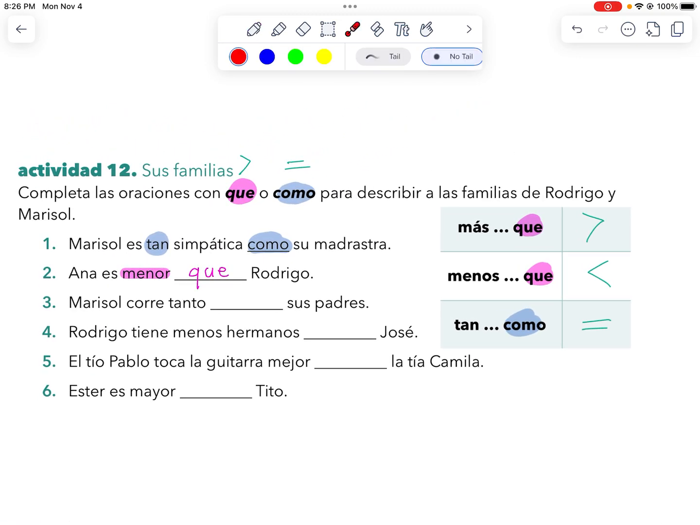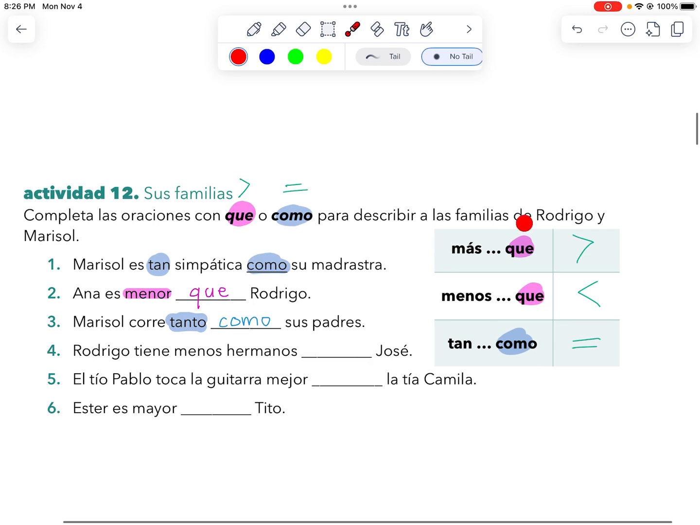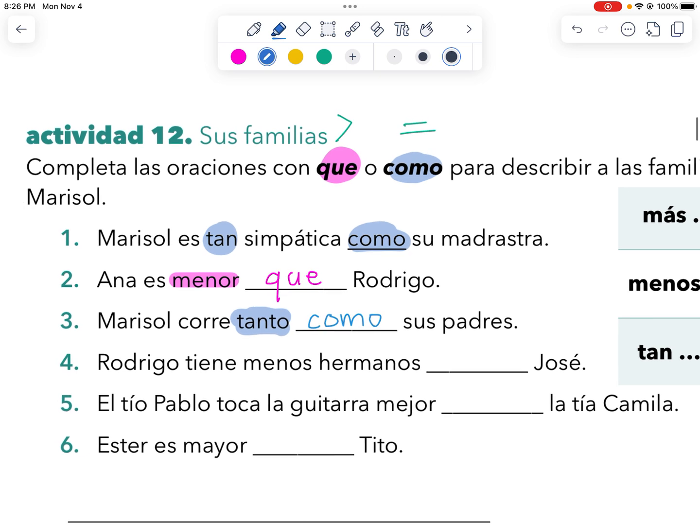Go ahead and pause the video and try to complete the rest of activity 12 with que or como. Okay, now that you've tried, let's go over it. Marisol corre tanto, eso es igual, tanto como sus padres. She runs just as much as her parents. Próximo, Rodrigo tiene menos hermanos, José. Rodrigo has fewer, less, but if you can count them, it's fewer. Has fewer brothers than José.